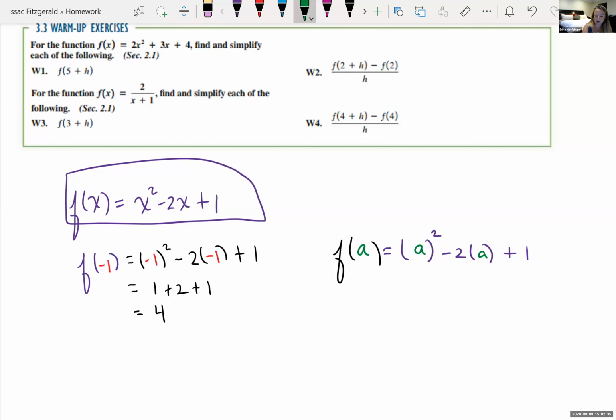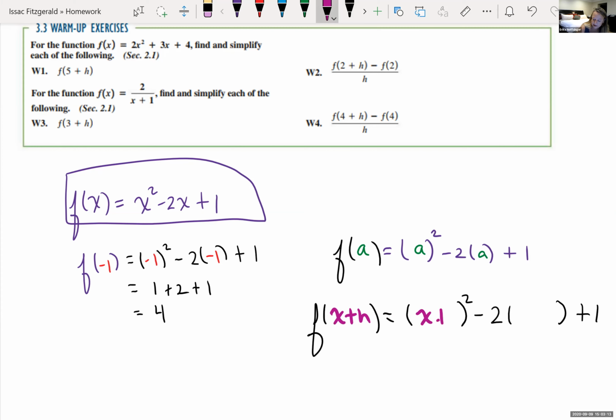So one more example. What if it said find f of x plus h? So in this case, instead of plugging in a number or just a variable, we're plugging in that whole expression, x plus h. And so again, wherever I see an x, I'm going to put parentheses. I'm going to leave more space though. Minus 2, I see an x, so parentheses, plus 1. So now go through and plug in x plus h wherever you have that parentheses.